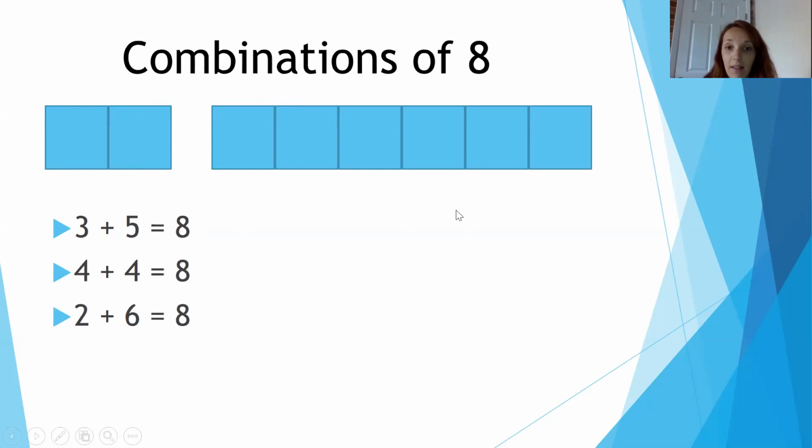It's still going to make 8. Because did I take any cubes away or add any more? No, I just broke them apart. It is still 8. Let's put them together and see. This 2 plus this 6 is going to equal 8. Good job.